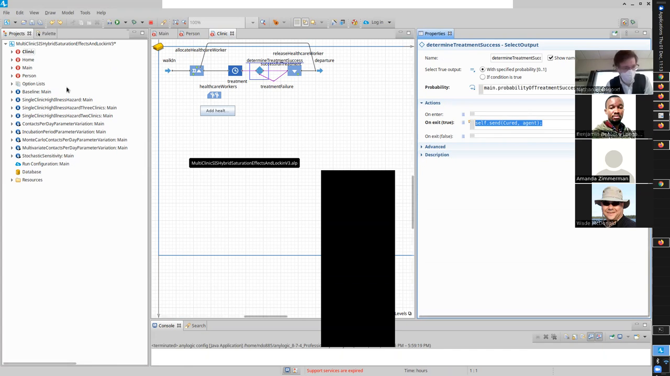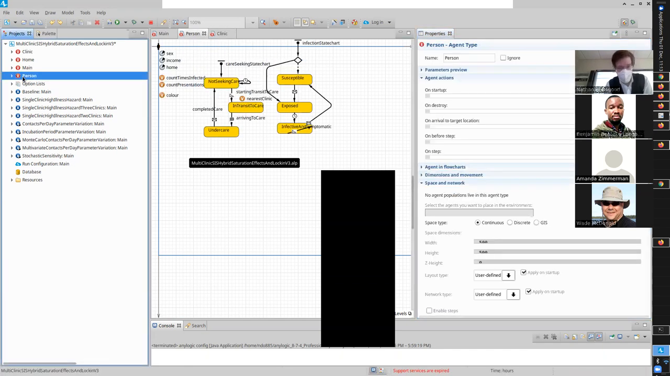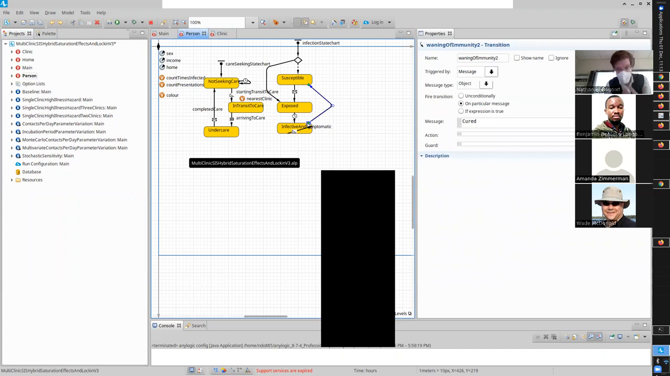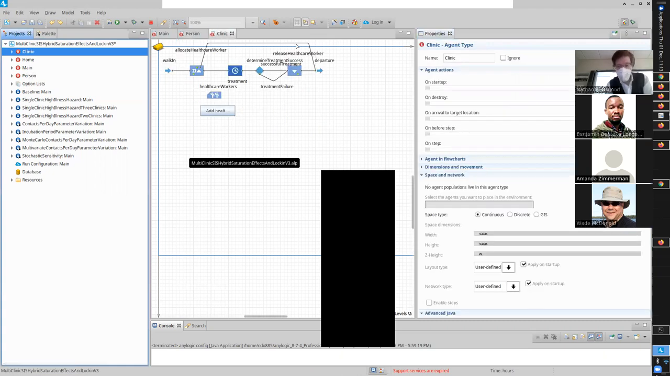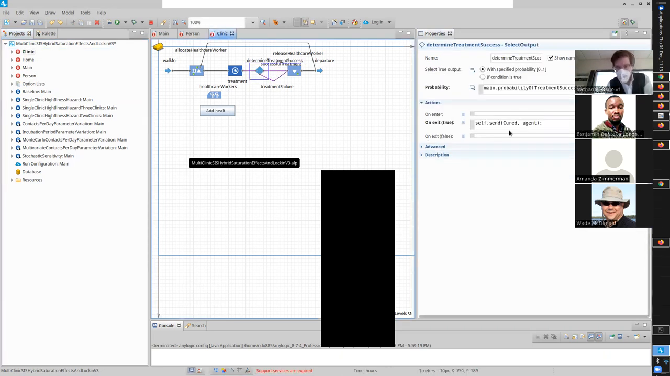So this patient will be notified, or will have themselves cured, and the way in which that's captured as a computational mechanism is that a cured message is sent to them, and they then move back to the susceptible state. By contrast, if it's unsuccessful, they will not be cured, and they'll go back home, but will need to seek care again at some later time.